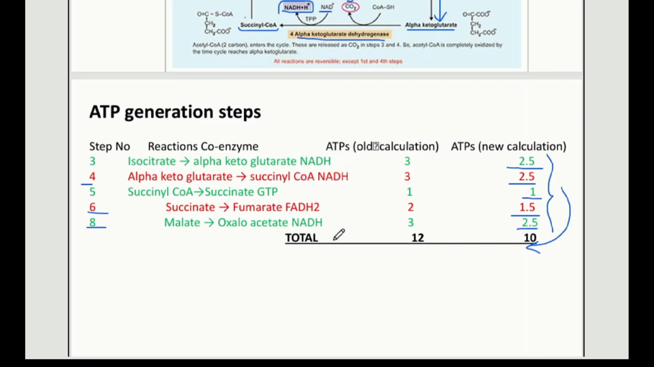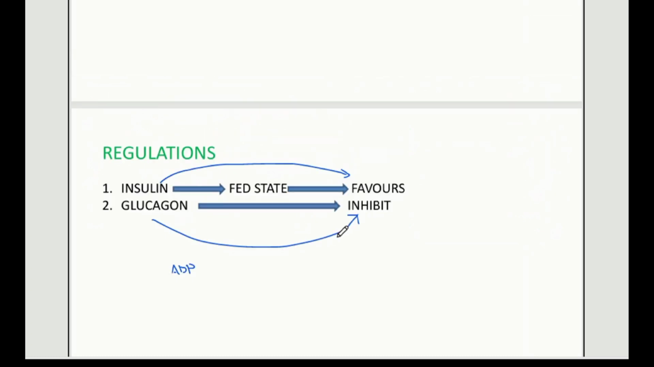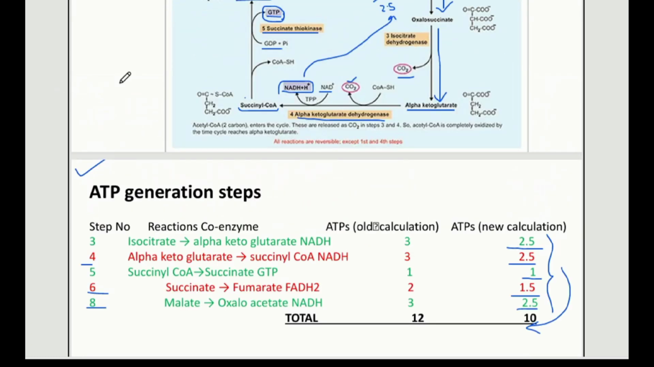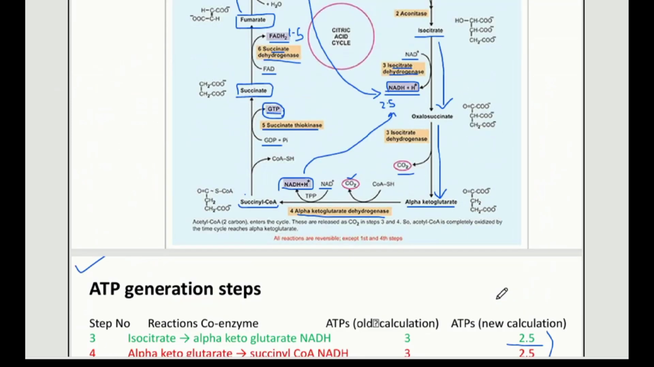So that is all for TCA cycle. Nothing much you have to remember. ATP generation you have to remember, and the steps where which enzyme is going on, that you have to remember.